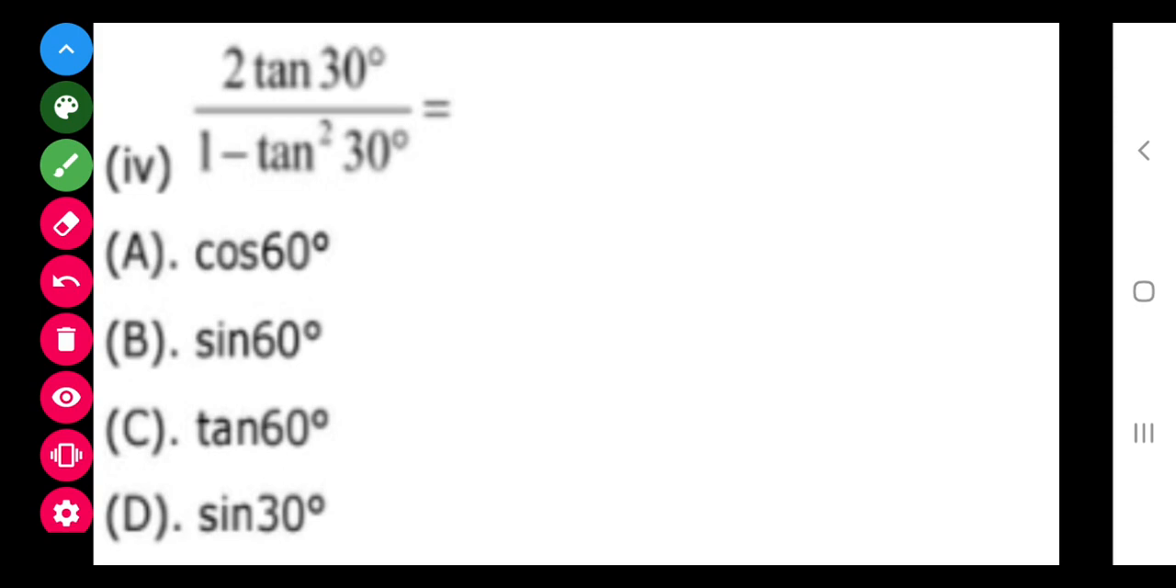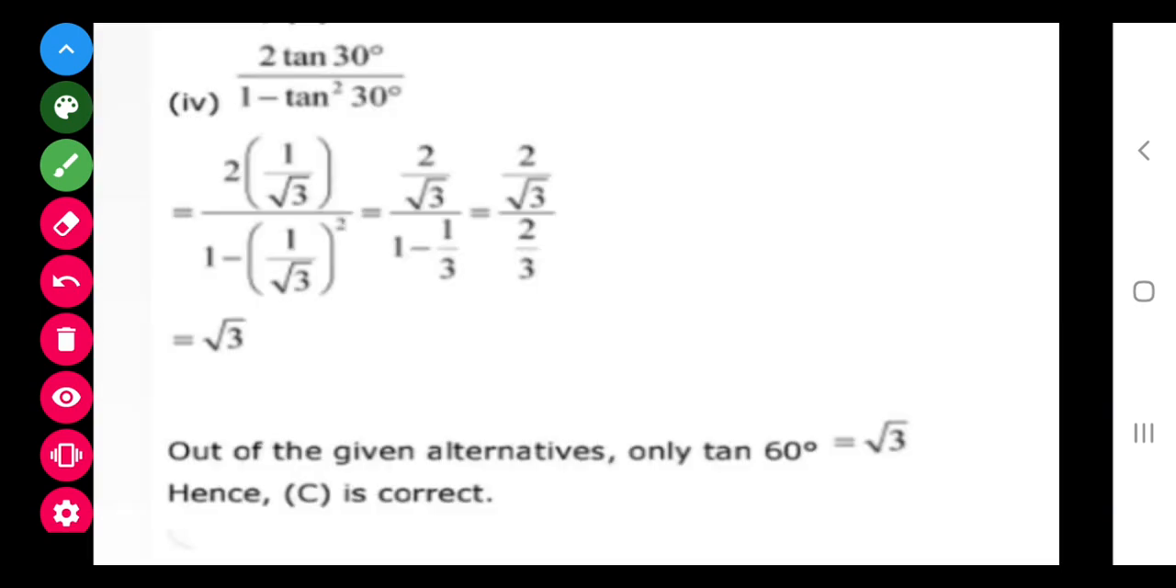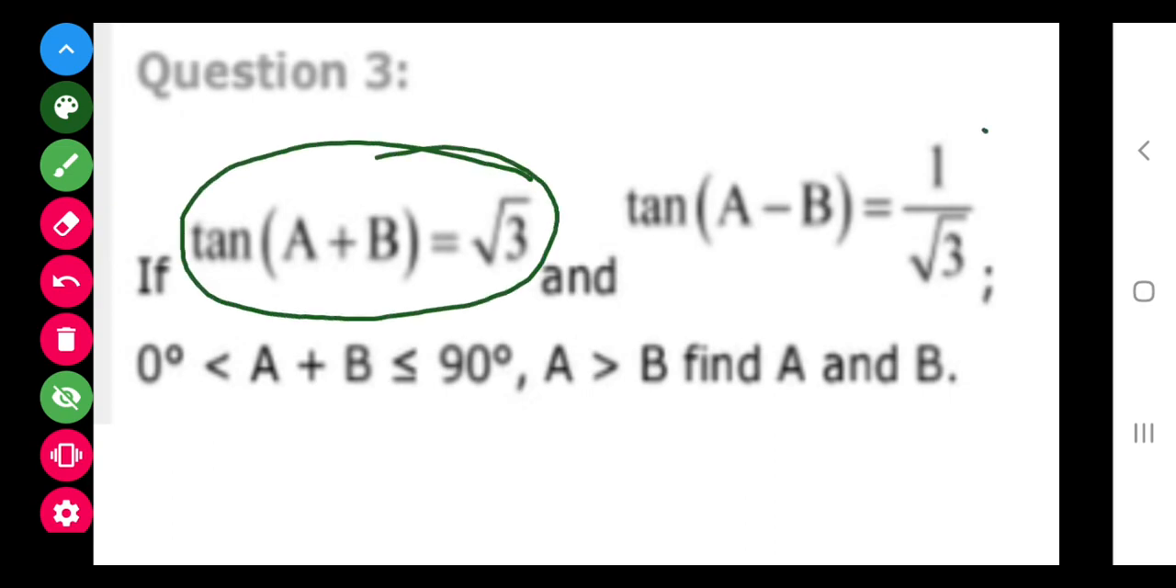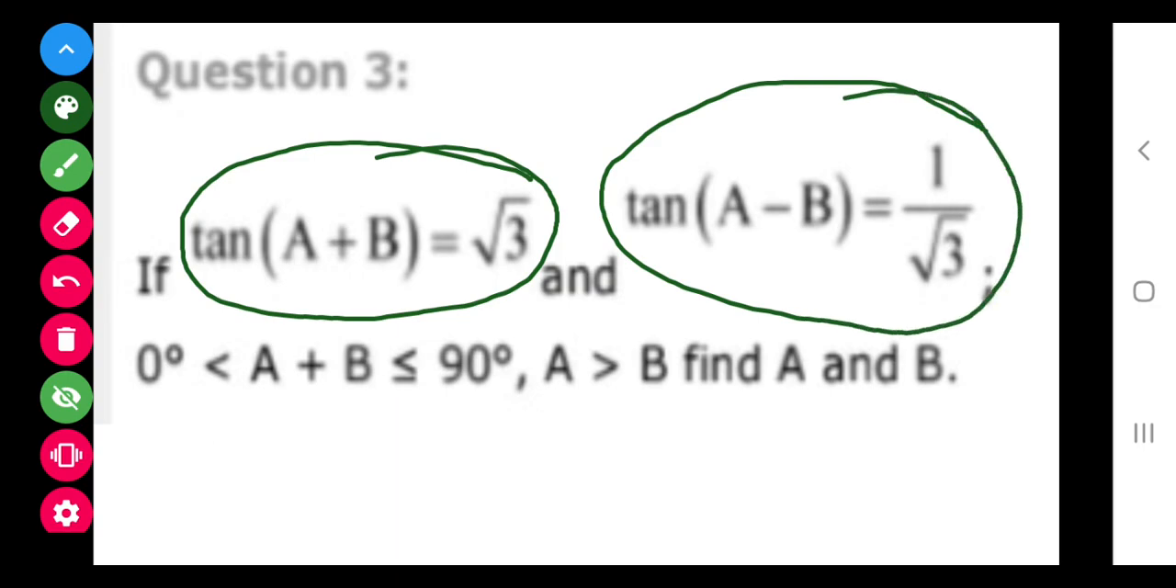Now the fourth part is the same as the first part. You try yourself. Now question number 3. Very important question and very different from all the other questions you have done till now. So class, in this it is given that tan(A+B) is equal to root 3. It is also given that tan(A-B) is equal to 1 upon root 3.